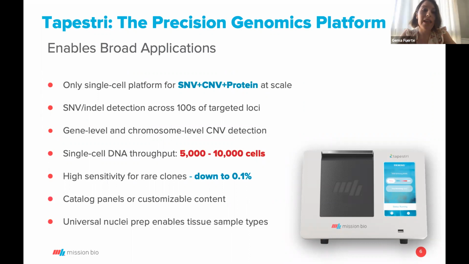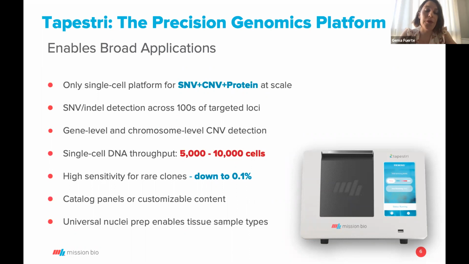In terms of how many loci you can target, it depends. We can detect SNVs and indels across hundreds of targeted loci. The minimum number of loci is 20, so you can generate a panel that is as small as 20 amplicons or as large as 1,000 amplicons if you wanted to.